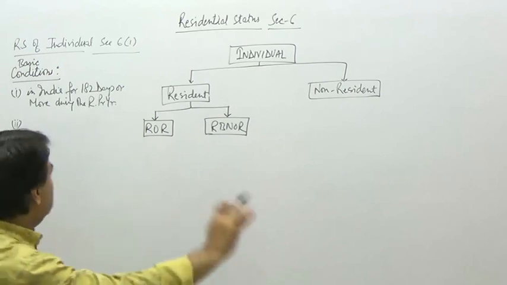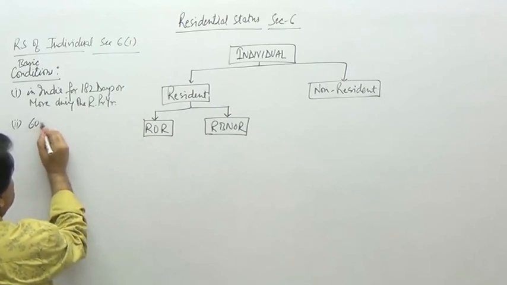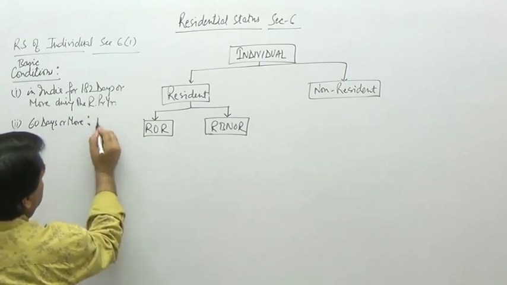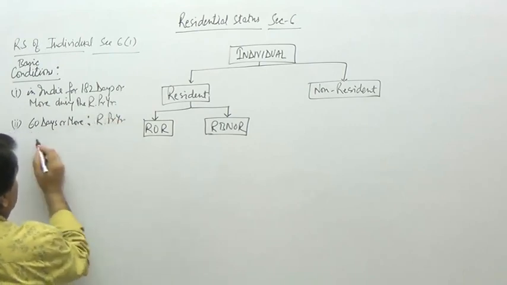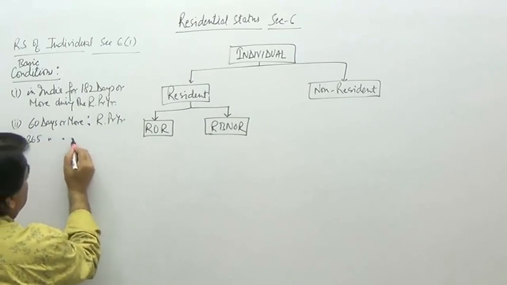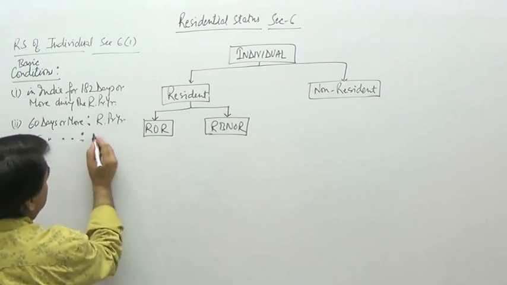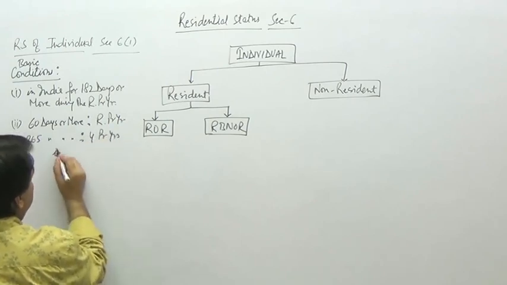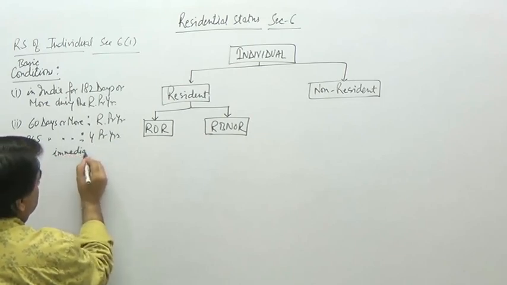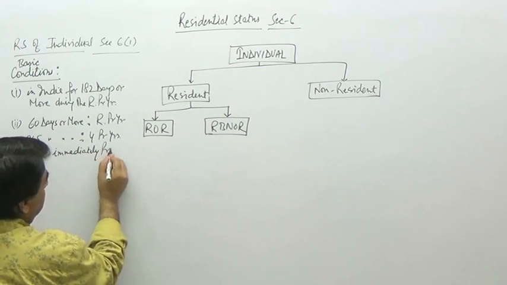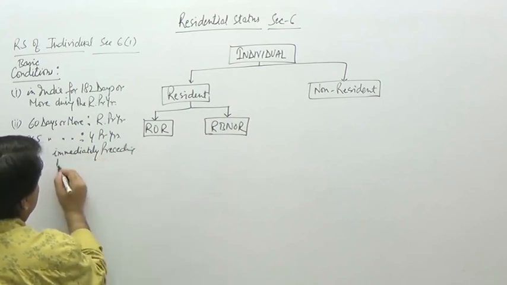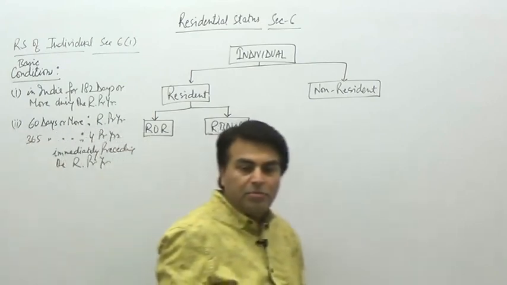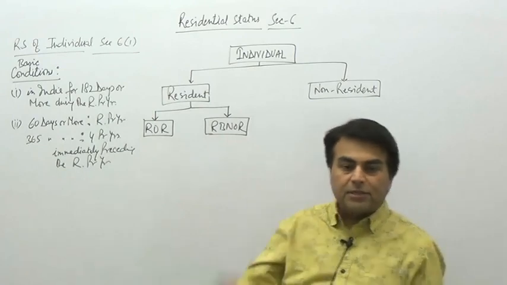Now I would write this in short: 60 days or more during the relevant previous year, and 365 days or more during 4 previous years immediately preceding the relevant previous year.